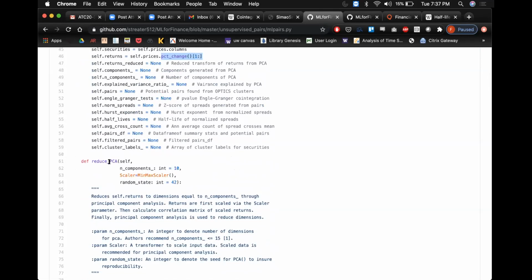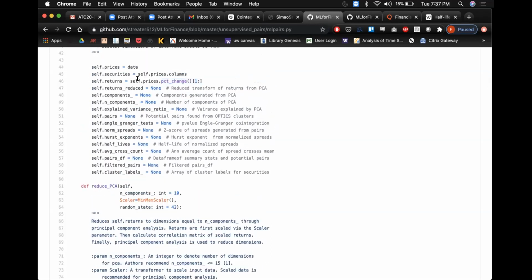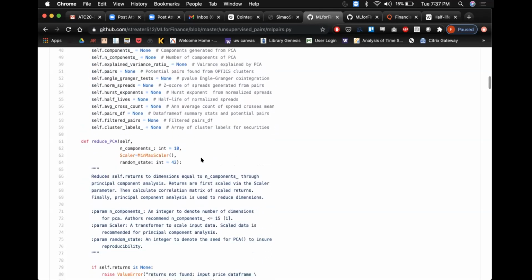So then going on to reduce PCA. This is this function. It takes in the returns that have been calculated and then reduces the dimensions equal to the number of components that you want. The authors suggest using less than 15 components, so I've set the default value to 10.